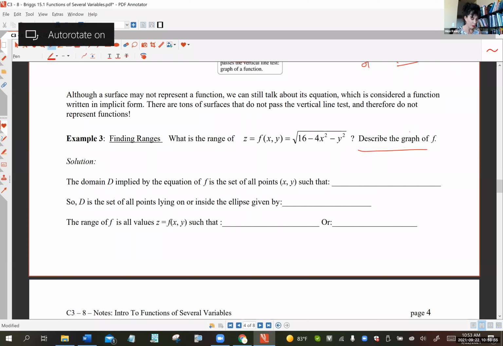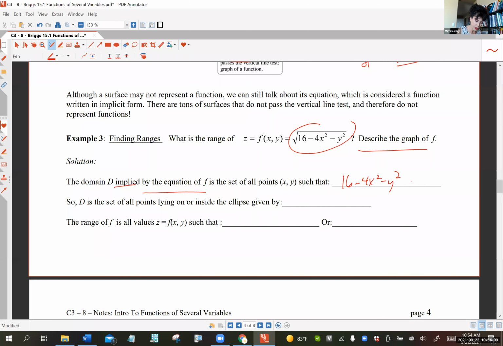Fine. So what about the domain? Let's do the domain and we'll do range. Well, we have an even radical. So it's implied that we need 16 minus 4x squared minus y squared to be greater than or equal to 0, because we don't want to take square roots of negative numbers, at least not in this class. So the domain D is the set of all points lying on or inside the ellipse given by 4x squared plus y squared equals 16. And if you had to graph this ellipse in standard form, you divide both sides by 16, and you'd have this ellipse centered at the origin.